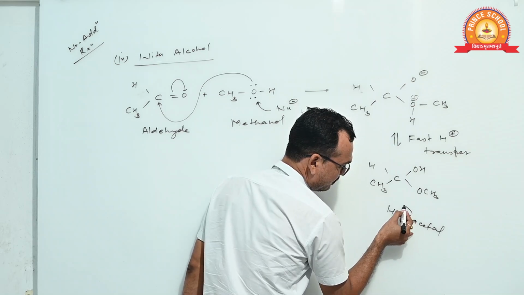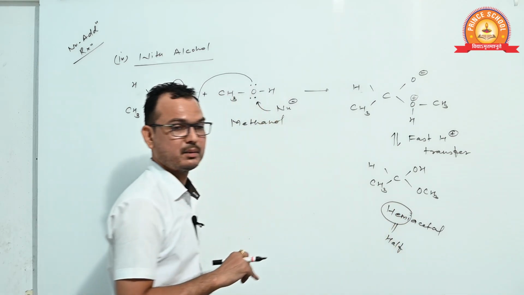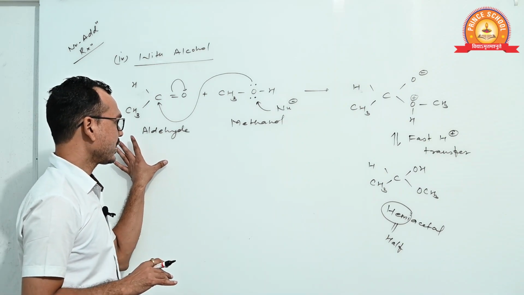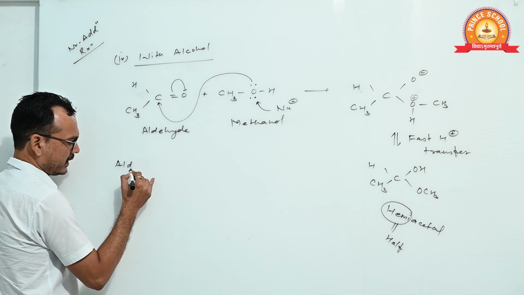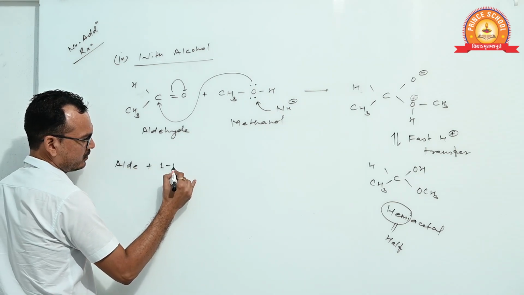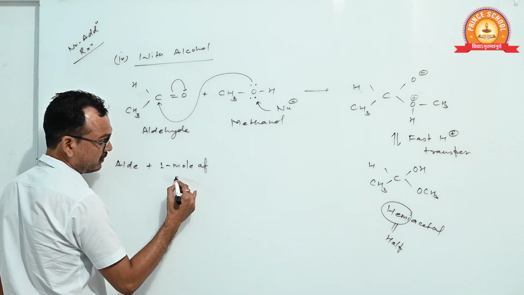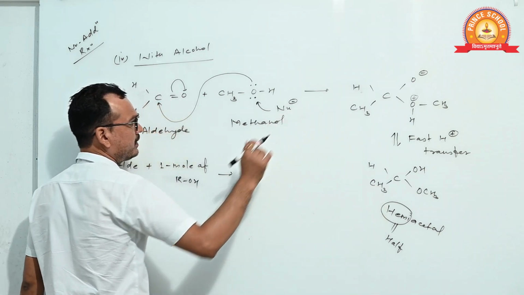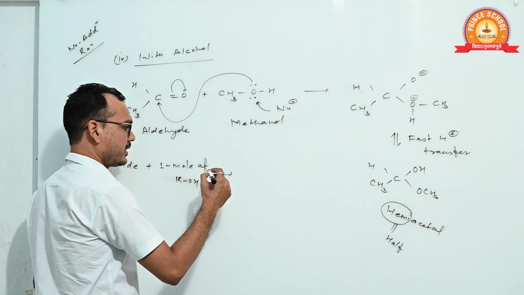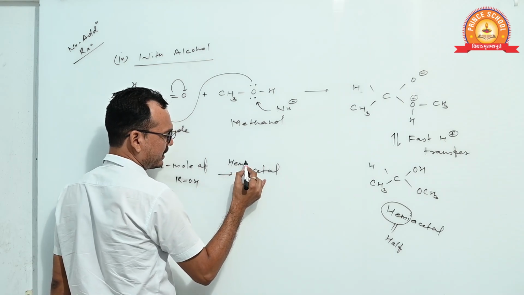Hemiacetal. What is meant by hemi? Hemi represents the half. When the carbonyl compound is an aldehyde, suppose the aldehyde reacts with 1 mole of alcohol, then the forming compound after H plus transfer is known as the hemiacetal.